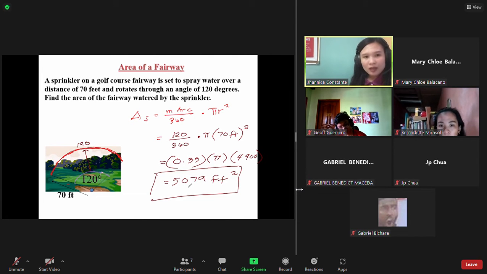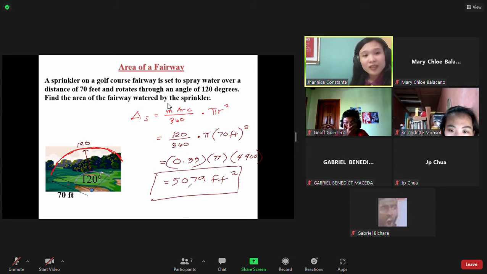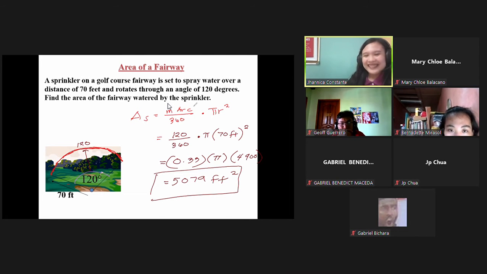Do not forget the unit of measurement in writing your answer for the area of a sector or area of a segment. Since we're looking for the area, dapat merong unit of measurement, which is squared unit of measurement that is given in the problem. Okay, any questions about the area of sector before we proceed with the area of segment? Okay na? For the area of sector. Sige, let's proceed to the area of segment.